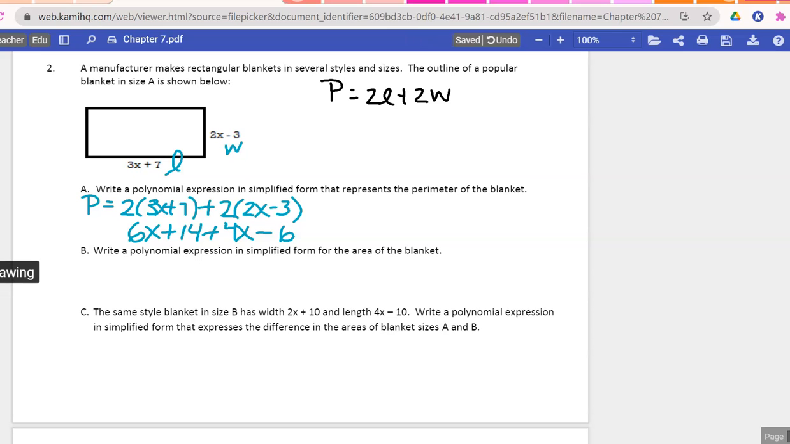From here, to write your simplified expression, you're just combining your like terms. So 6x plus 4x gives you 10x, and 14 minus 6 gives you 8. So the perimeter of that blanket would be 10x plus 8.